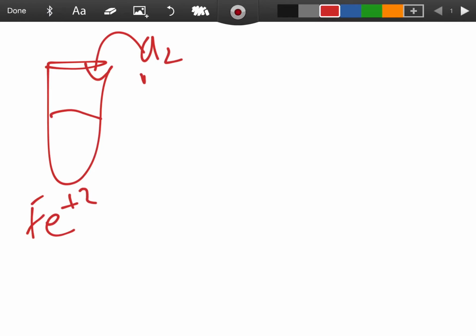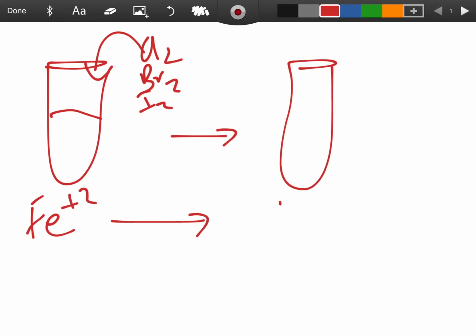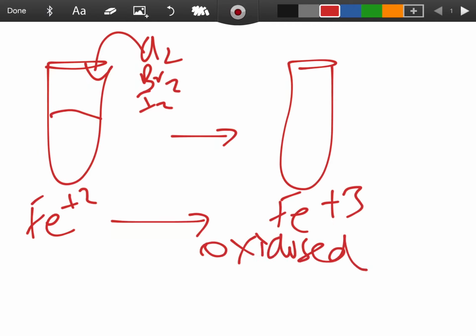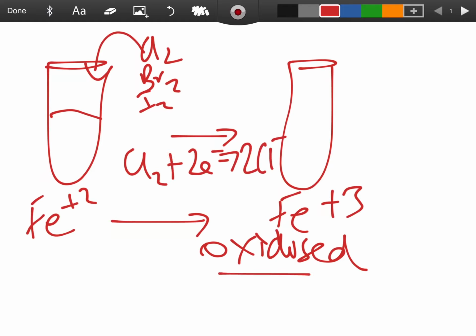The other one that they do to prove that halogens act as oxidizing agents is they have iron +2 in the test tube. Again, chlorine, bromine, iodine, whichever you want to add in. And what happens here is the Fe+2 is oxidized to Fe+3. You're familiar with that from your redox titrations. And what happens to the chlorine? Again, same idea. The chlorine is going to be reduced. This is being oxidized, this is losing electrons, so the chlorine gains 2 electrons there.